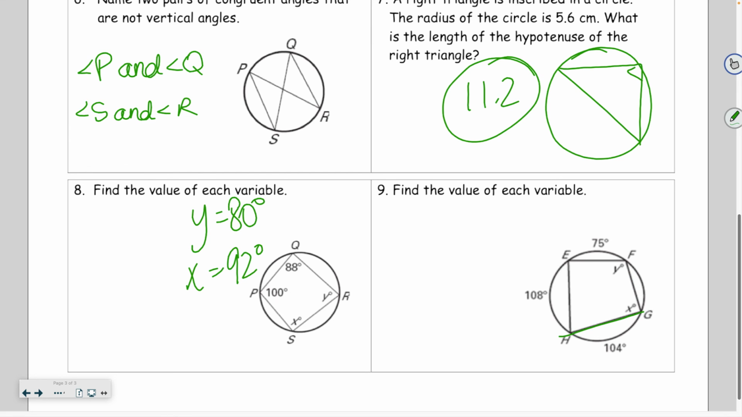For x, x is inscribed. And so to get x, we've got to add these two together and then divide by 2. So what do I get for x? Whatever 183 divided by 2 is. 91.5? And then y is here, so we have to add those together and then divide by 2 and get 106.